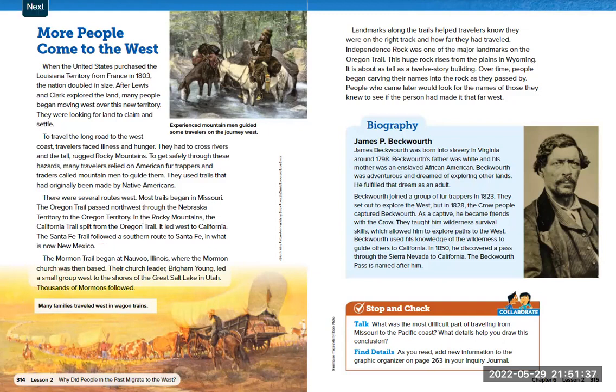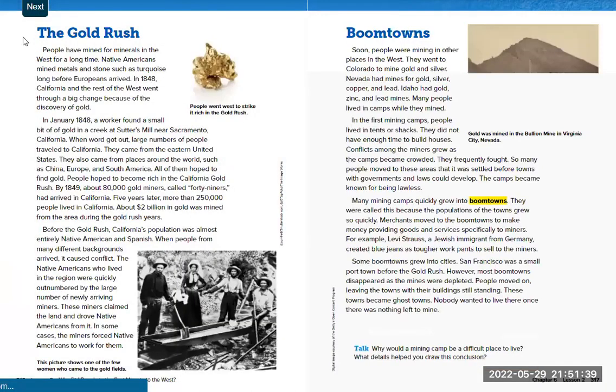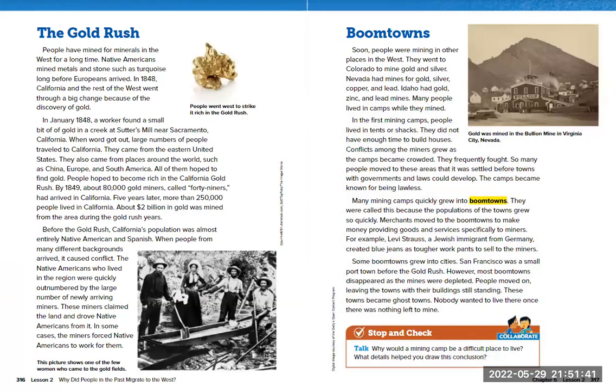The Gold Rush. People have mined for materials in the West for a long time. Native Americans mined metals and stone such as turquoise long before Europeans arrived. In 1848, California and the rest of the West went through a big change because of the discovery of gold. In 1848, a worker found a small bit of gold in a creek at Sutter's Mill near Sacramento, California.